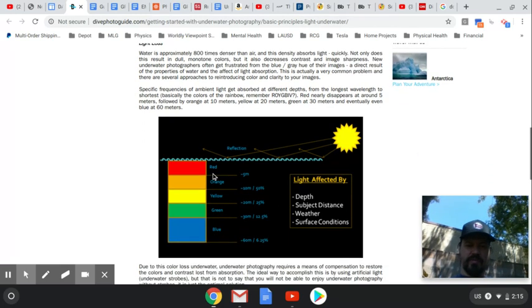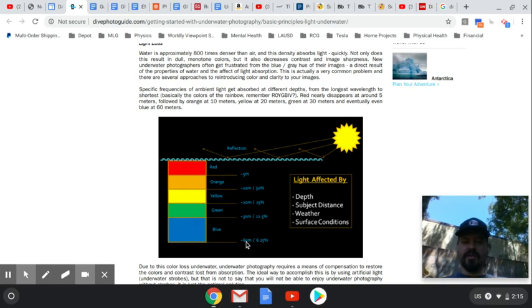And we can see that we lose the red light within 5 meters of depth. We lose the orange within 10, yellow within 20, green at 30. And then blue, we lose blue at 60 meters. It's really deep, by the way. It's 180 feet. And this is why it gets dark. All right, if water was purely transparent, you would be able to swim to the bottom of the ocean, and it would be just as bright as on the surface. But we all know that it's not. All right, that's not how it works.